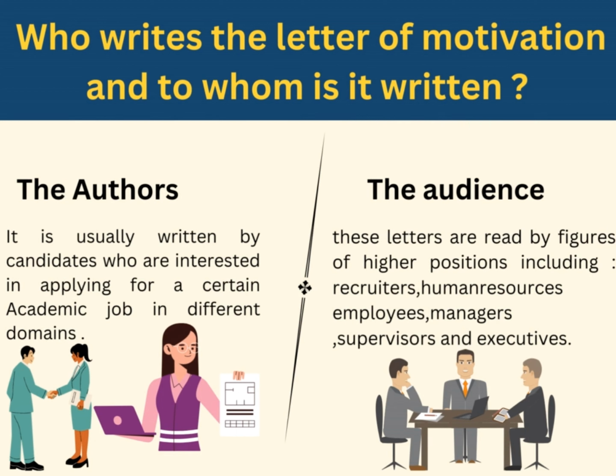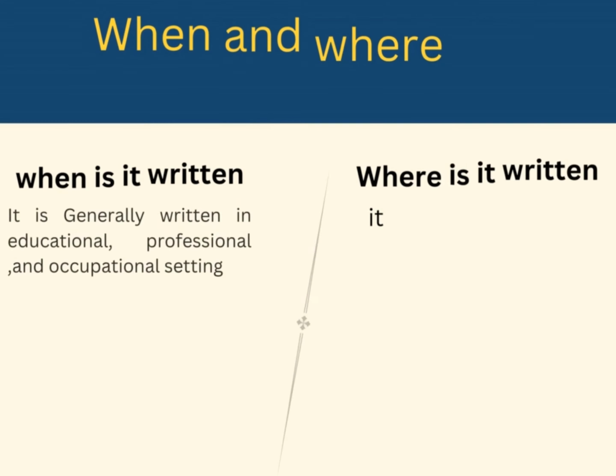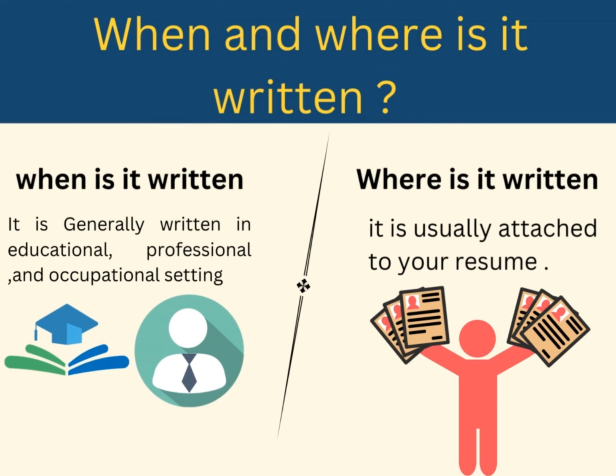So the author here is the candidate who is interested in applying for a certain academic job in different domains. And the receiver, or the addressee and the audience, are the ones who read this letter, those who have a higher position, including recruiters, human resources employees, managers, supervisors, and executives. Then we move to when and where it is written. When is it written? It is generally written in the educational, professional, and occupational setting. And how about where it is written? It is usually attached to our resume or CV.